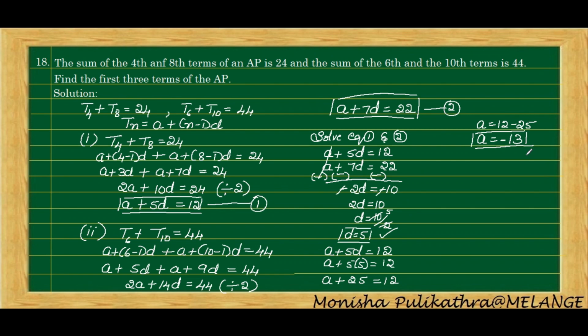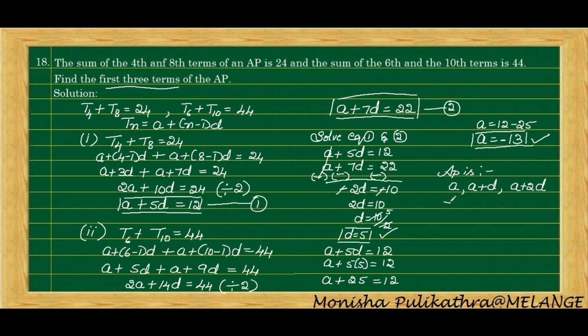So after getting D and A, we need to find out the first 3 terms of the AP. Okay, so the AP is A, A plus D and A plus 2D. They have asked only to find the first 3 terms, so there is no need of writing dots here.